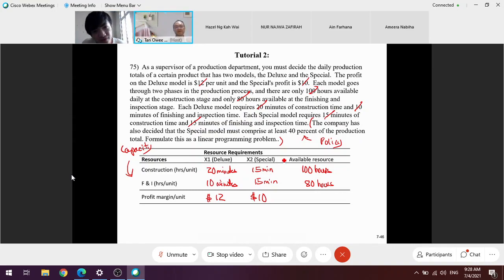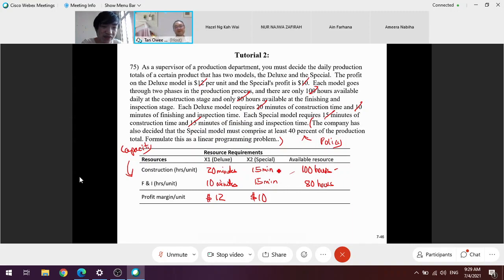So Hazel, can I use these numbers and then start developing the linear programming for the capacity constraints and the objective function? Can I? Cannot. Why cannot, Hazel? Because the unit is not the same. Yes, the unit is not the same. This is hours, this is minutes. So you can convert the hours to minutes, or you can convert the minutes to hours. For me, I don't like big numbers, so I convert minutes to hours.